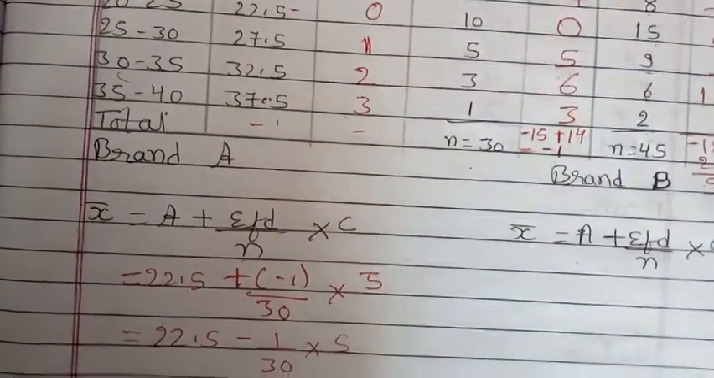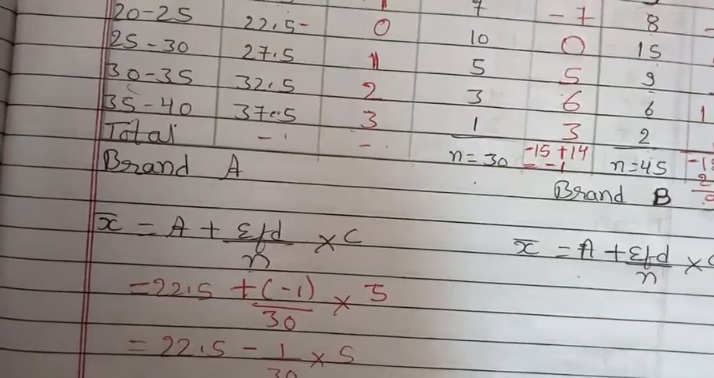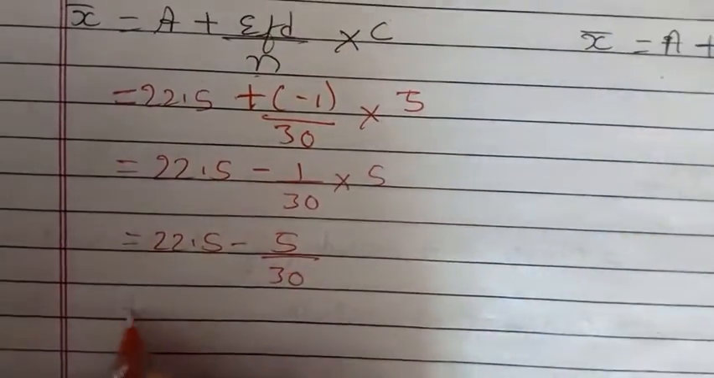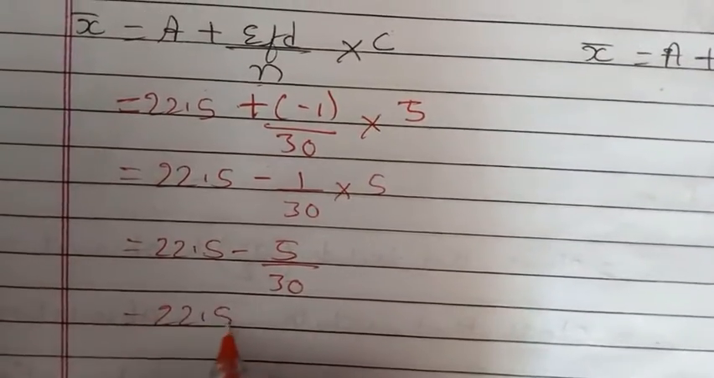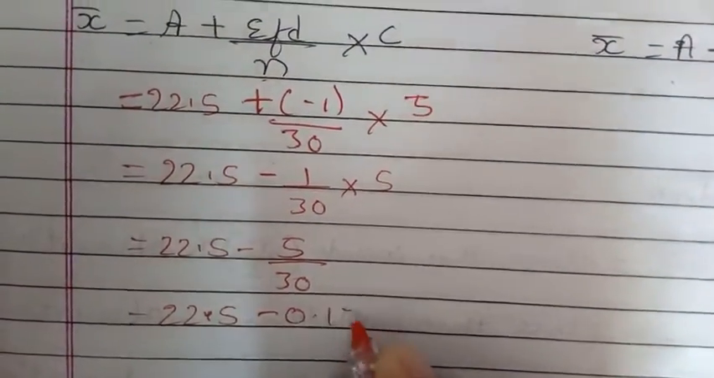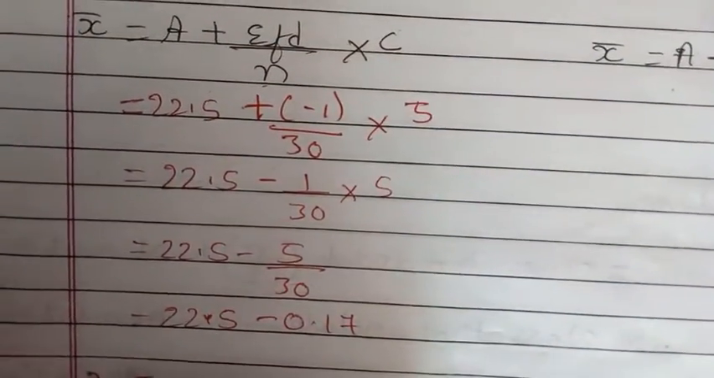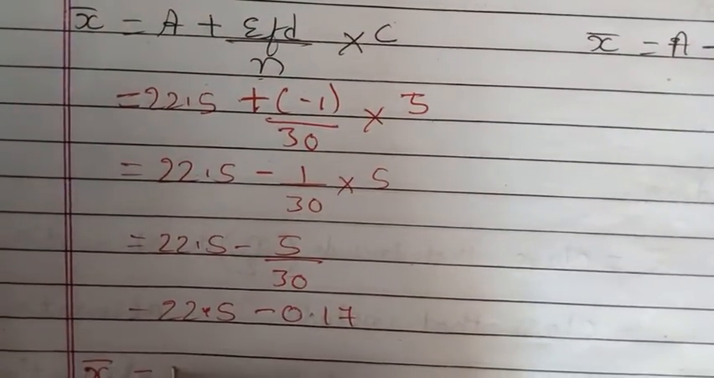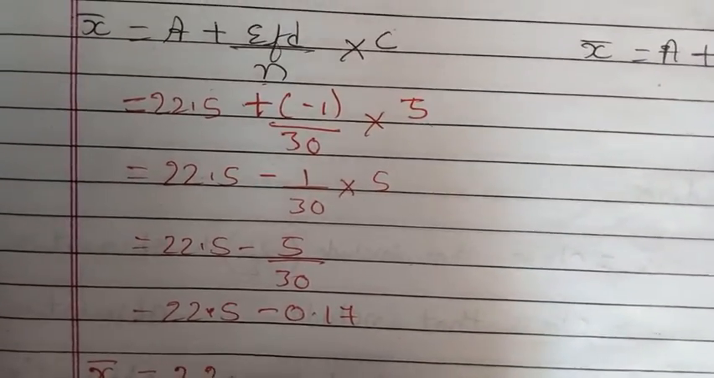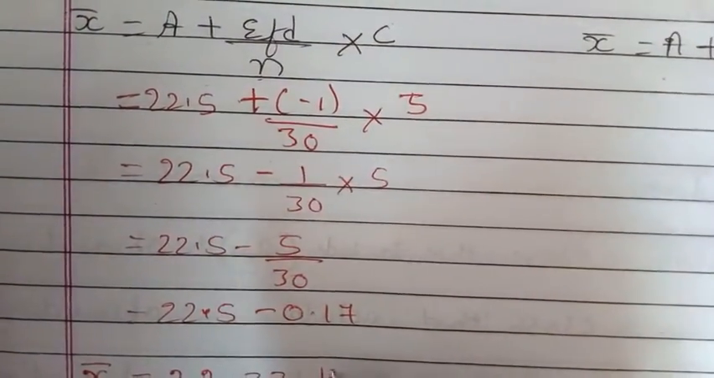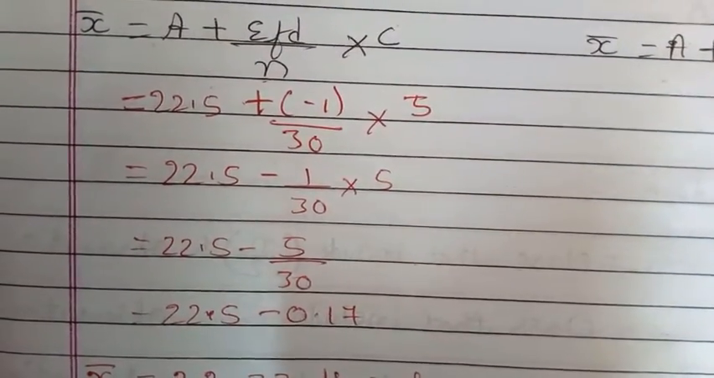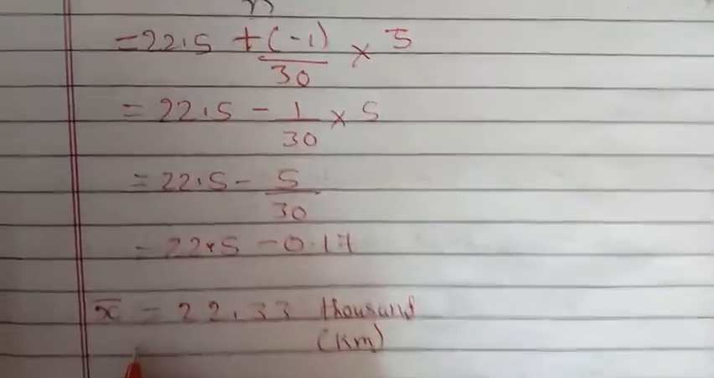So that will be 5 upon 30. 5 we will divide by 30, which will give us 0.17, so that is equal to 22.33 thousand kilometers. This is our mean for brand A.